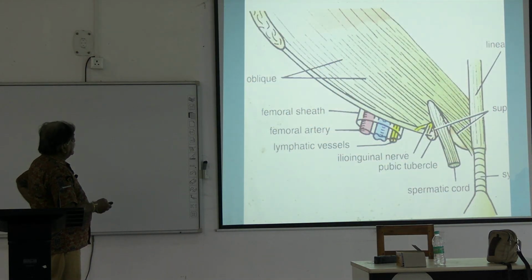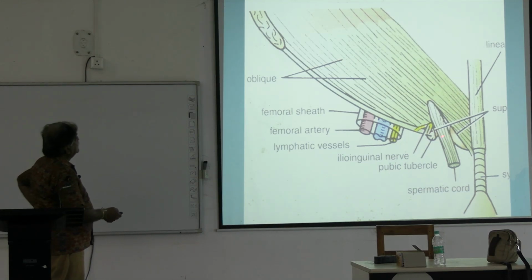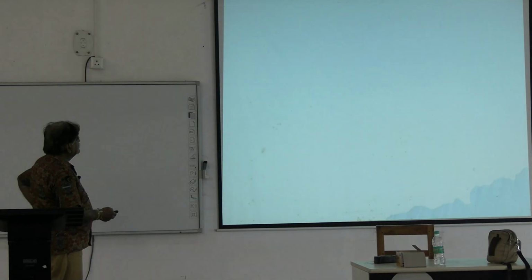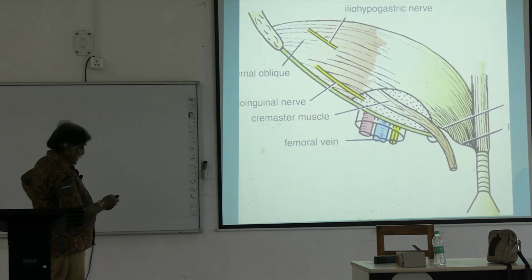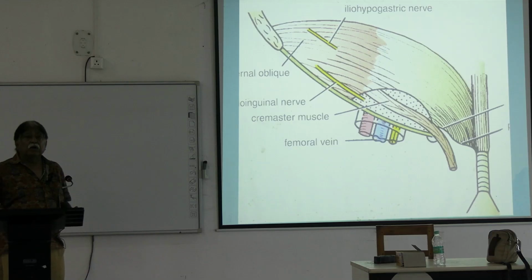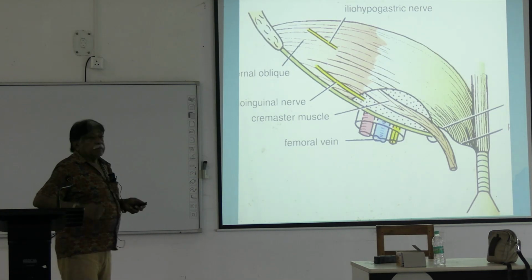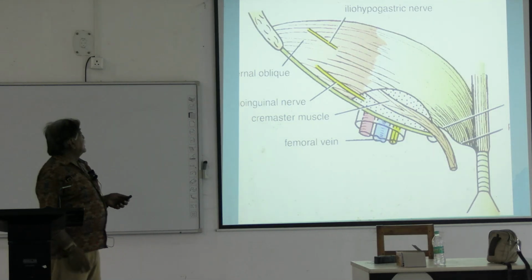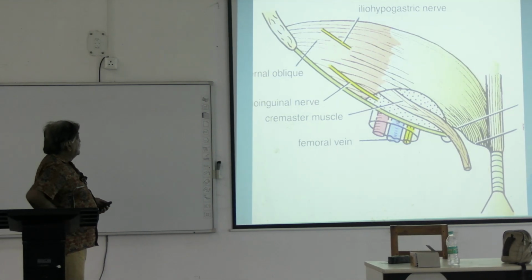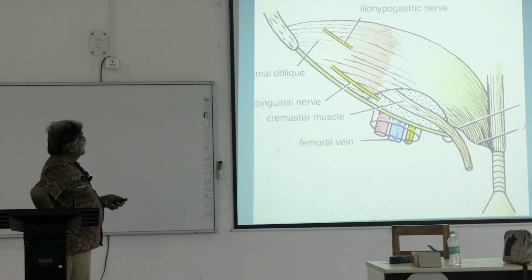Now you can see the external oblique muscles, the femoral sheath, the femoral artery, the lymphatic vessels, femoral vein, ilioinguinal nerve, pubic tubercle, spermatic cord. Now, when you dissect or the inguinal canal is exposed, you have to label the iliohypogastric nerve or ilioinguinal nerve, cremasteric muscles, femoral vein.